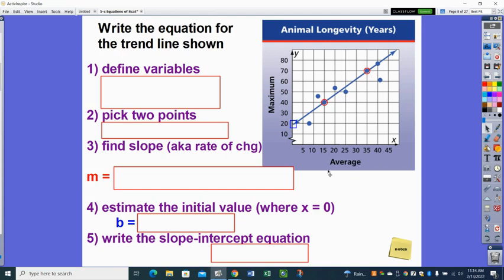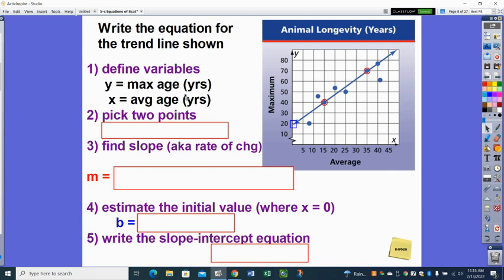My X is the average years. My Y is the maximum. So that's what it means to define variables. And anytime you write an equation in math that's a real world equation, you've got to let everybody know what the variables stand for. We pick the 2 points, and notice it'll be 15, 40, and this one is 35, 70. So there's my 2 points.